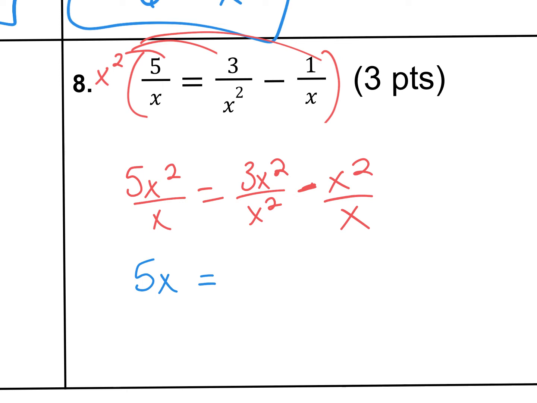x squared over x is still going to be x. Yep, so there's still a variable there. 3x squared over x squared is just 3. Good. And then x squared over x, minus x. Cool.